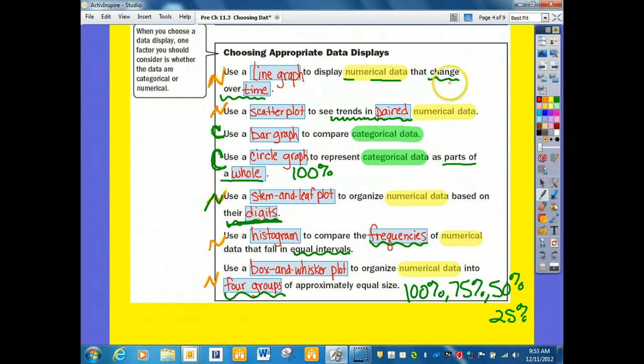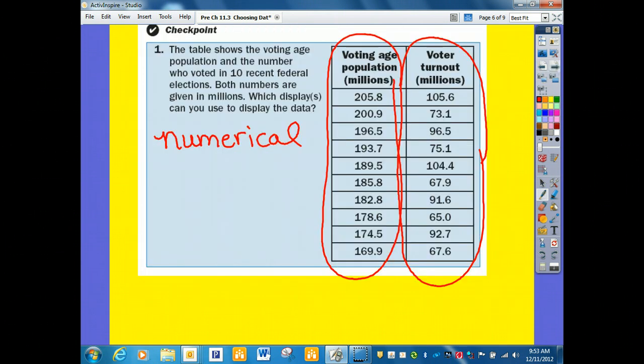We know it's numerical, but we look at here. Does it give us a change over time? No, so we're not going to want to use a line graph. How about here? Do we see trends that are paired? Well, let's look over here. Don't we have paired data in population in millions and the voter turnout? Do we have a pair of data here? So what would probably be our best one then? The scatter plot. Okay, so it is numerical, and scatter plot would be our best bet.